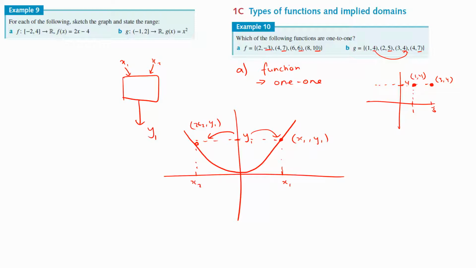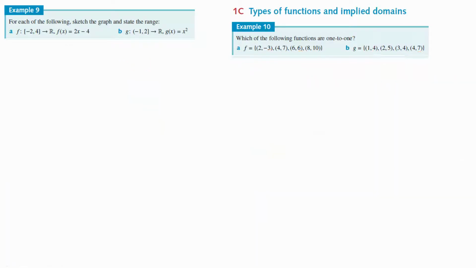1 is faithful to 4, 3 is faithful to 4, but 4 is not faithful. 4 is with 1 and 3. So that's 2 x's to 1 y value. So it's a function, but it's a many-to-one, not a one-to-one. So B is a many-to-one, not one-to-one. Okay, let's have a look at the next example.